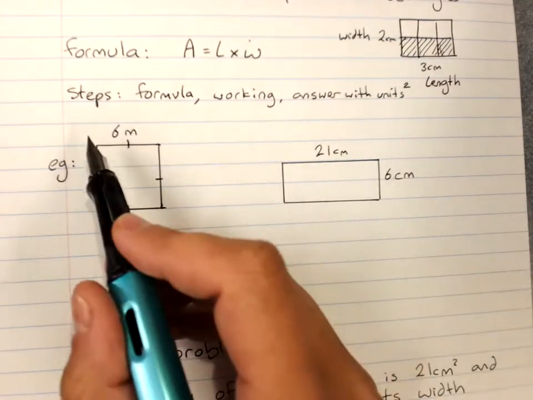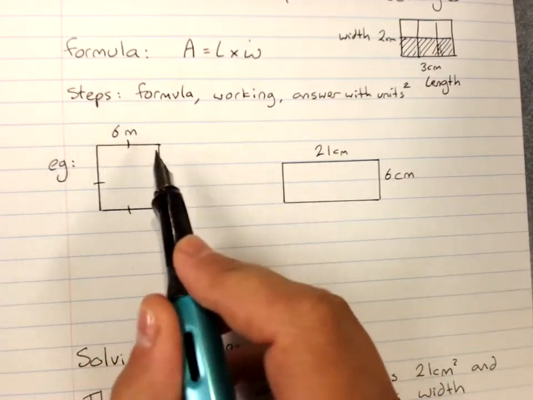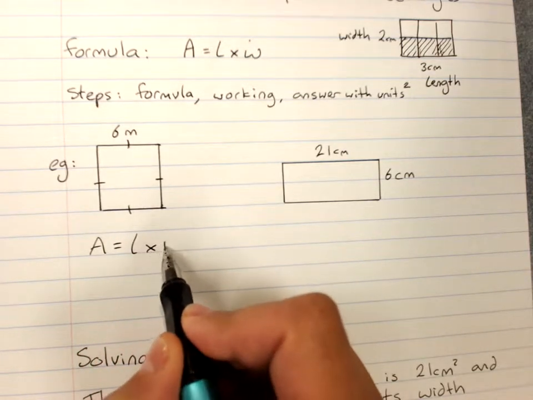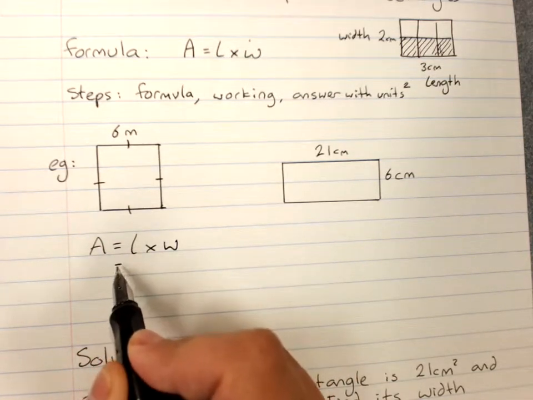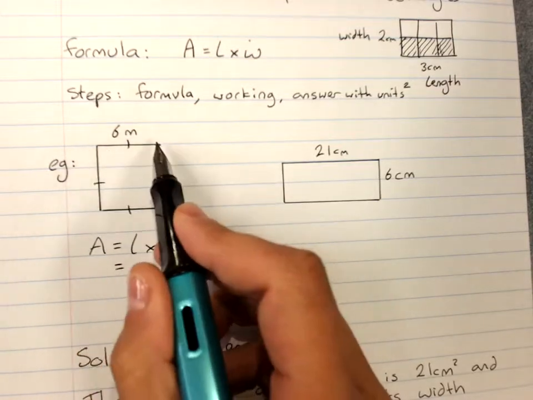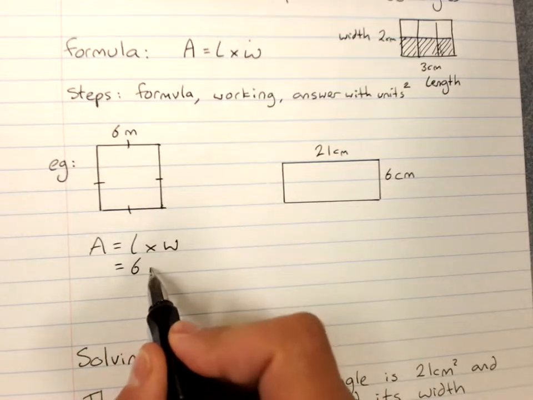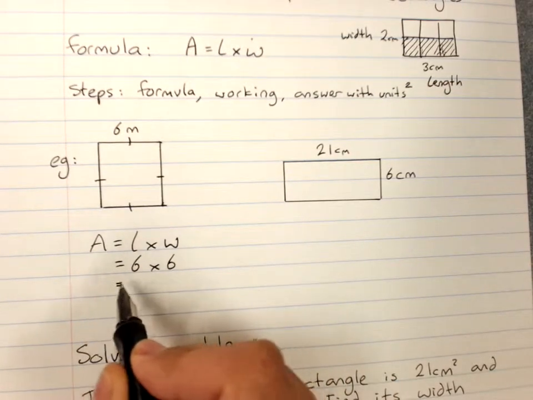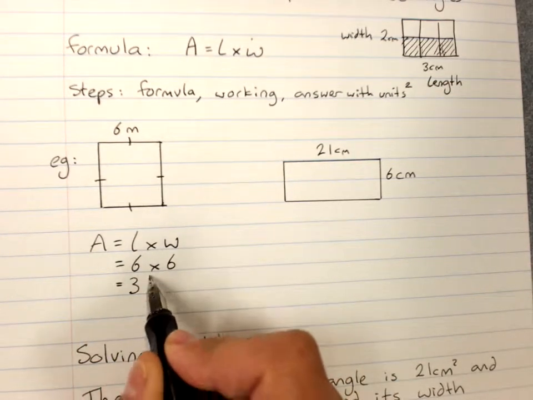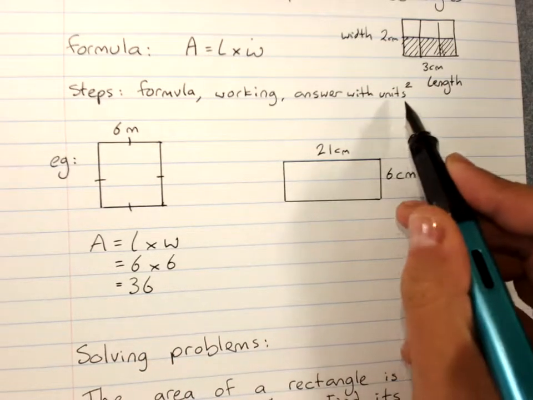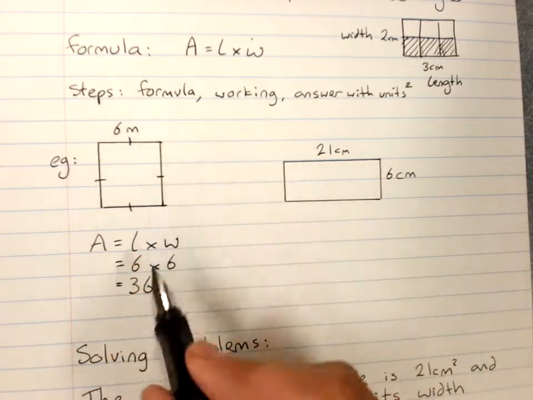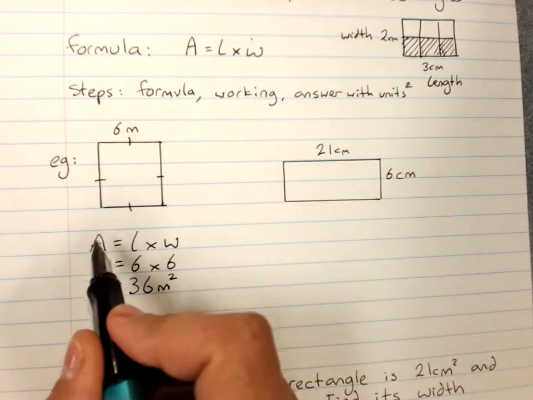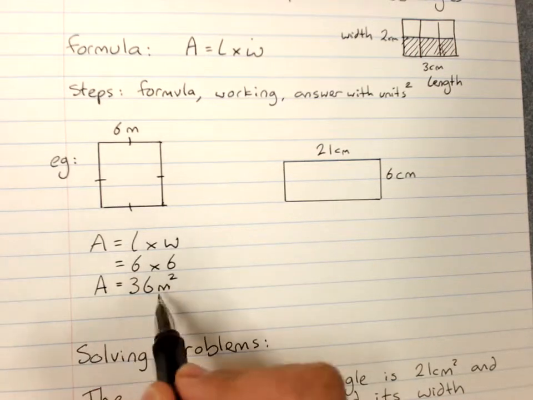So this square here, with a side length of 6 meters, we write the formula, area equals length times width. Underneath we put the equal sign. Length and width are both the same in a square, so that's 6 times 6. Put the equal sign underneath. 6 times 6 is 36. I need units squared. The length was meters, so that's 36 meters squared. And I should say at the end that was area.